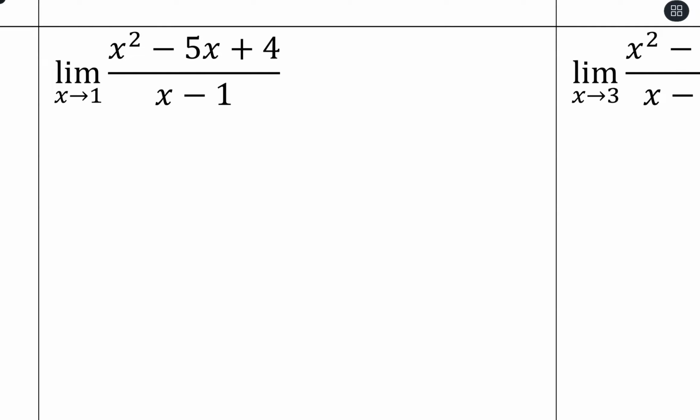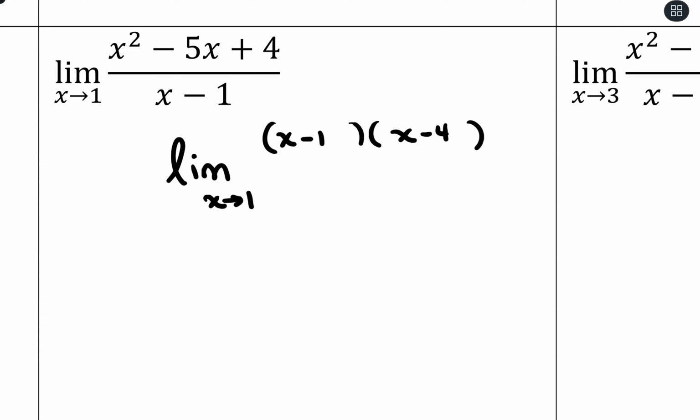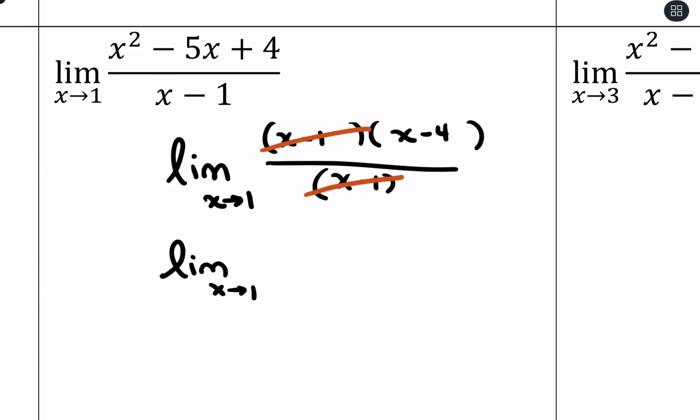With this one, plugging in 1 is going to be an issue, so what I want to do is rewrite this limit as its factored form so I can take care of that hole in the graph. So multiplying to +4, but adding up to -5, so we're going to need an x minus 1 and an x minus 4, all over x minus 1. So we get our cancellation. So I'm really just evaluating the limit as x approaches 1 of x minus 4. So 1 minus 4, which is -3.